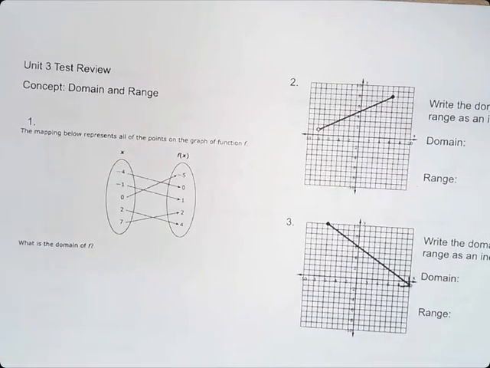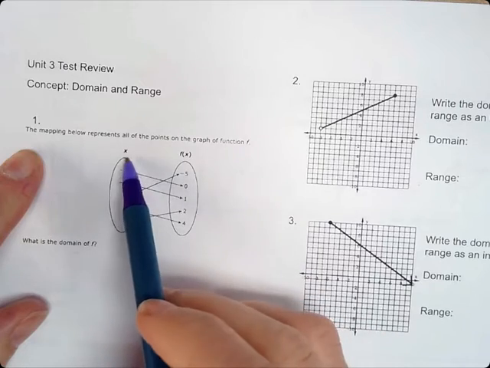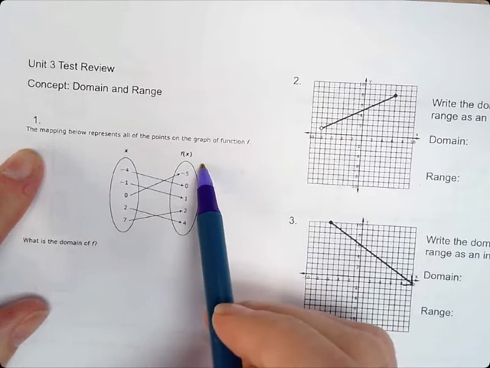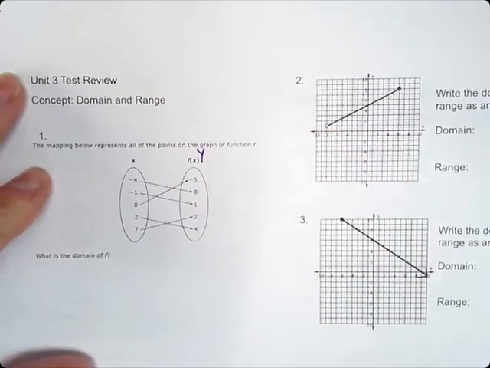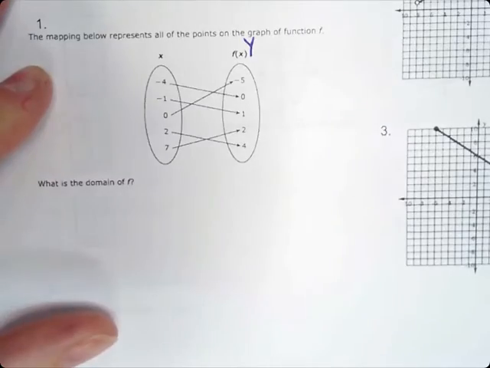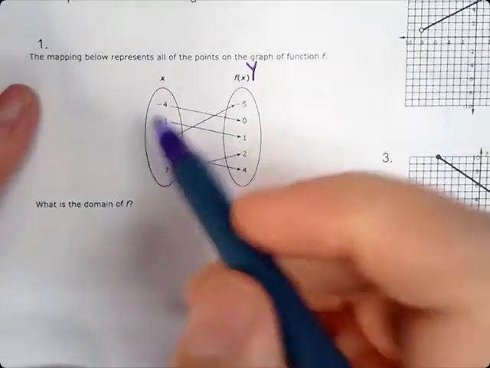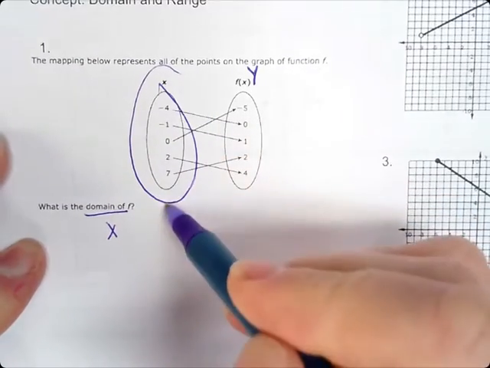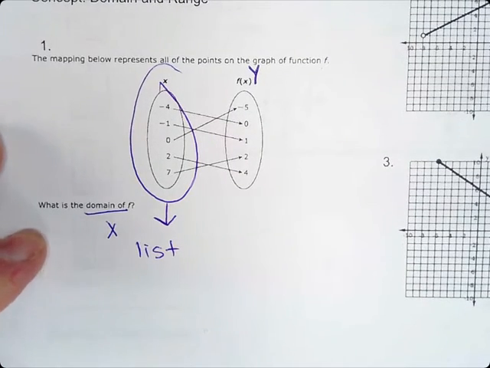So number one, the mapping below represents all the points of the graph of the function f. We have x, and then remember f of x really means y, so it can be replaced. So don't let that confuse you. If it's asking for range, you would say y values. This is asking for domain, which are the x values. So you just need to make a list for the domain. You're just listing out all the x values.